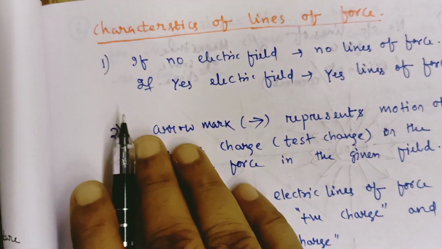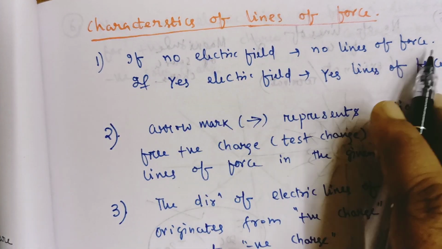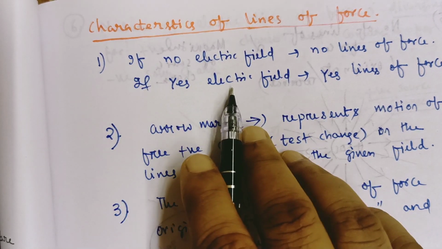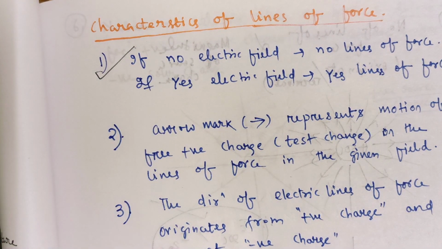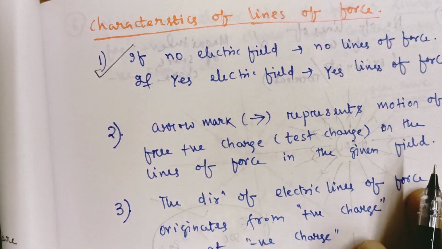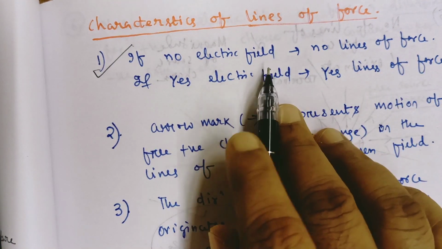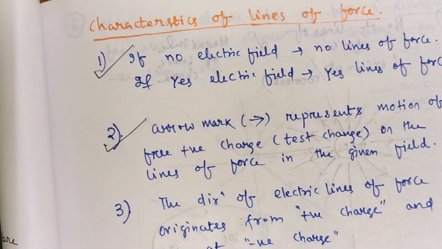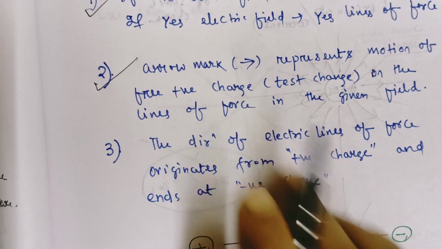First point is, if there is no electric field, there is no meaning of lines of force. If the electric field is there, then definitely lines of force are there. So your first conclusion is that if there is no electric field, there should be no electric lines of force, that represents zero electric field. Then second point, in the given lines of force, an arrow mark is given. I am just looking at the diagram.